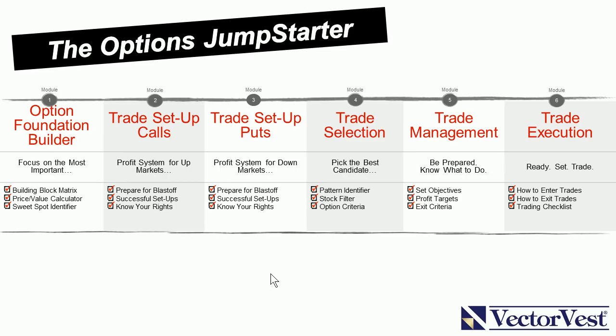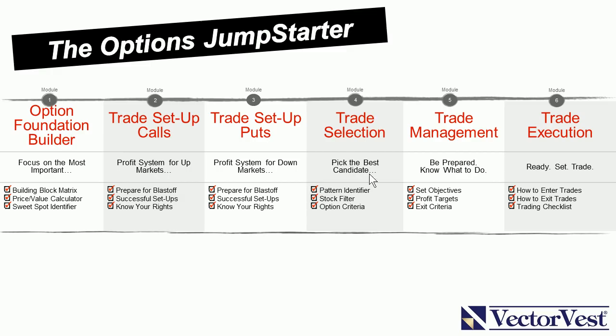So the easiest way to explain it is to map it out for you. And what we've done is set up the 6 modules to build on the previous module. We start with an option foundation builder. We focus on the most important terminology and aspects you need to know. We then have systems for call options and put options so that you can profit in up or down markets. Modules 4, 5, and 6 are key because here's where we actually put it together.